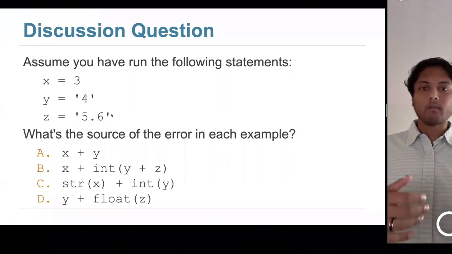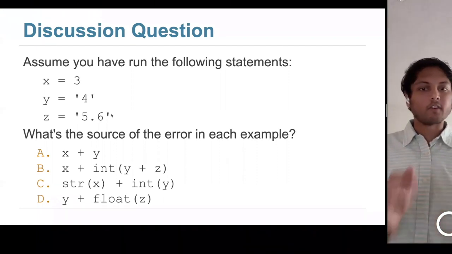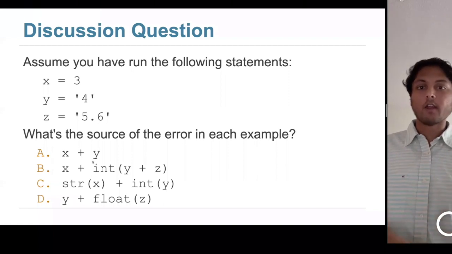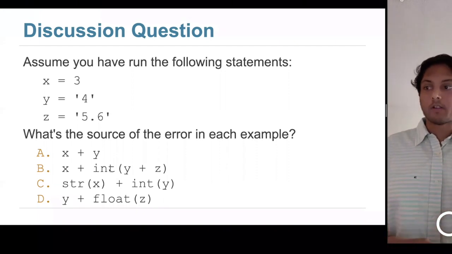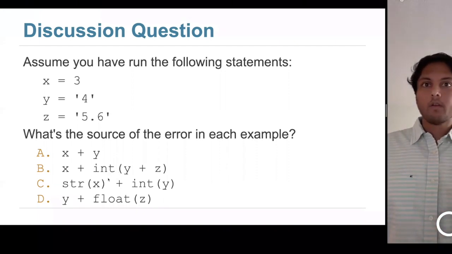But then that's 45.6 in quotes, so you can't convert that into an integer directly. That's what we saw. So the error actually happens when you try to run int of that. Y plus Z is actually totally fine on its own. The integer of that is what causes the problem. And then how about C?